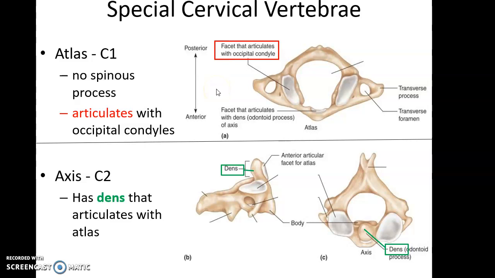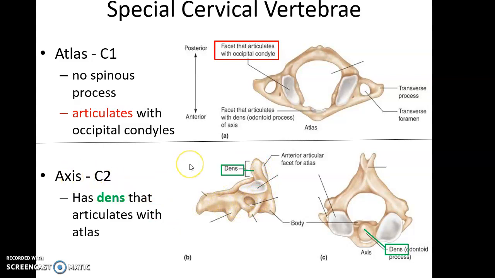The first vertebra is called the atlas. Here is the atlas. You can see it looks almost just like a ring. It has no spinous process, no actual body. It articulates with the occipital condyles, so the skull rests on top of the atlas, and then it has a little smooth area that forms a joint with the axis.